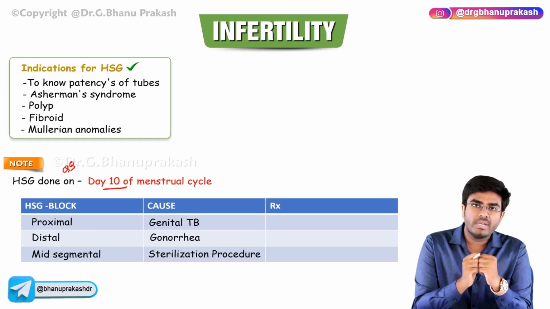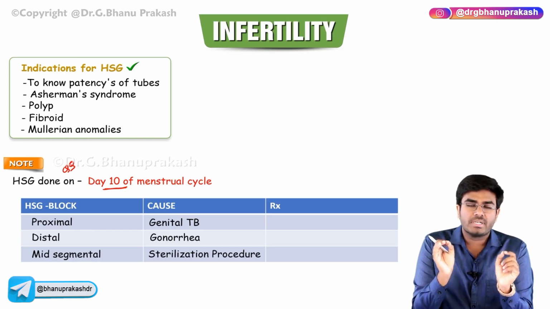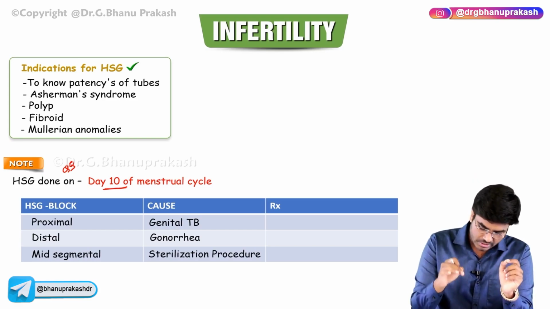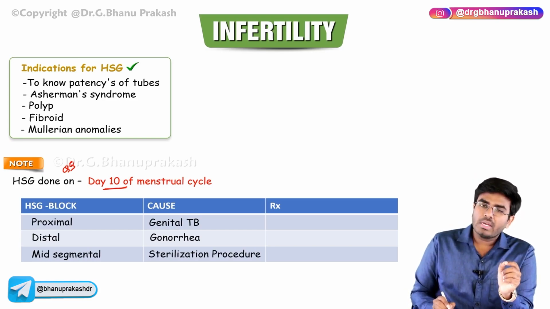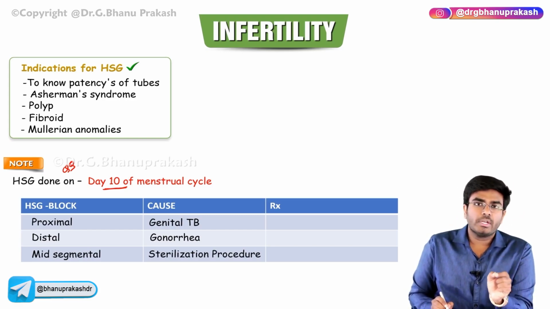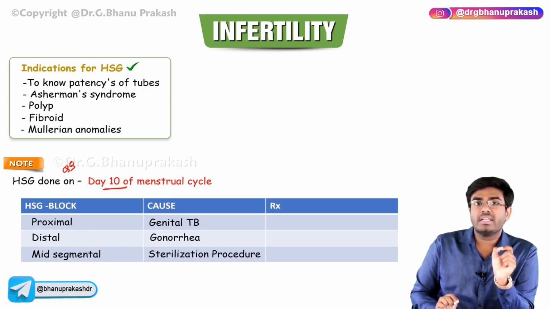So what needs to be done here? The best option is in vitro fertilization. So proximal block, distal block, what we can do, it's the in vitro fertilization.